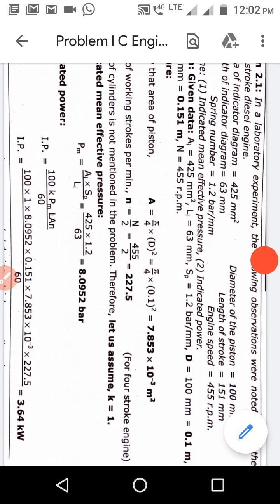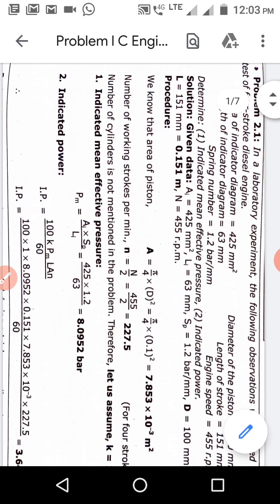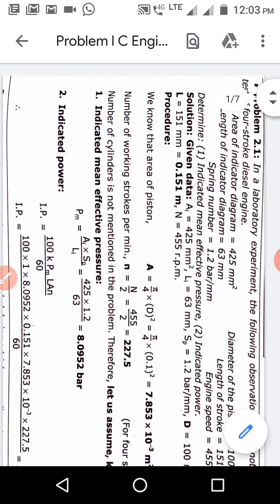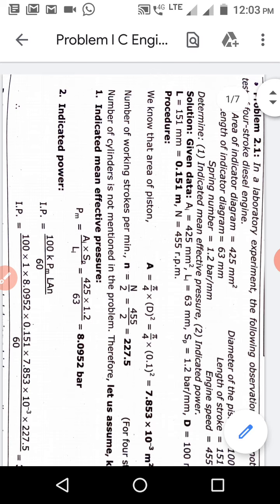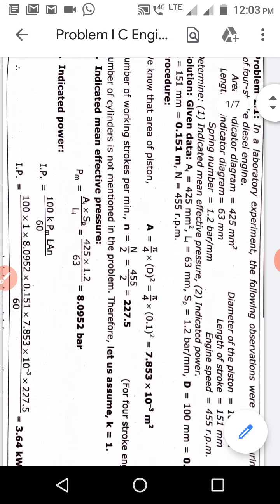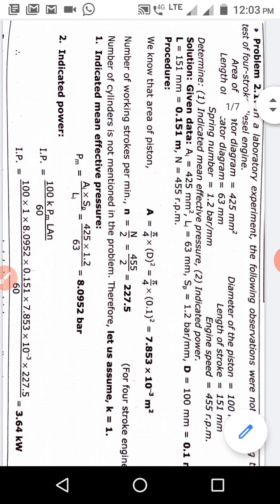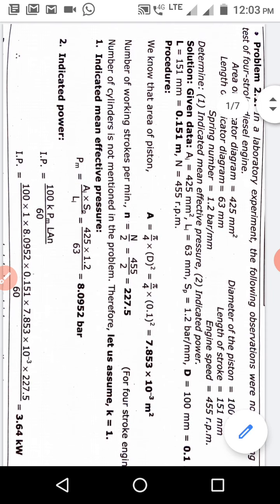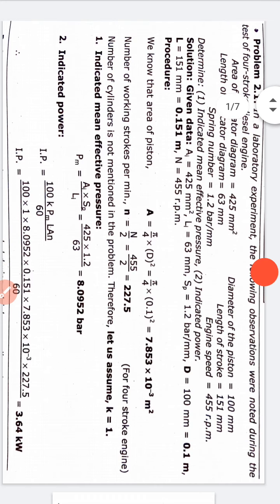So here you can see what the problem is. The problem is given as a laboratory experiment. In a laboratory experiment, the following observations were noted in the test. In this problem, they have given the area of the indicator diagram, diameter of the piston, length of the indicator diagram, length of stroke, spring number, and engine speed. From this given data, you have to find the indicated mean effective pressure and indicated power.